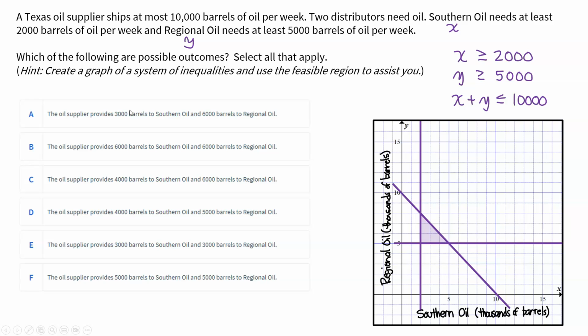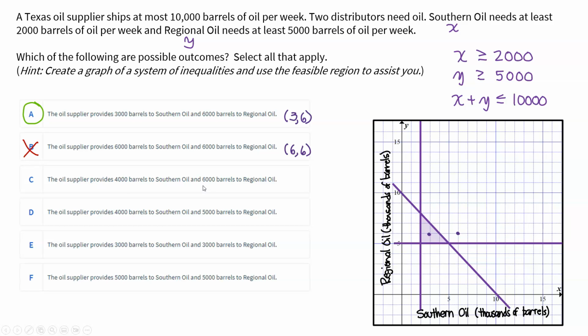And so when you're testing these out, giving 3,000 barrels to Southern Oil and 6,000 barrels to Regional Oil, that means that you have a coordinate on here of being 3, 6. And 3, 6 falls here. It's in the feasible region. That's a solution. That is possible. This is ordered pair 6, 6, which would fall out here. This is not possible.